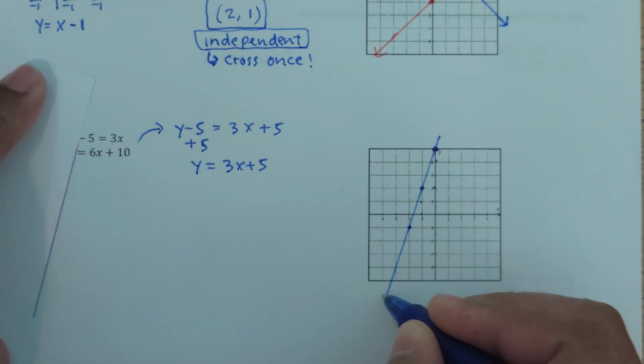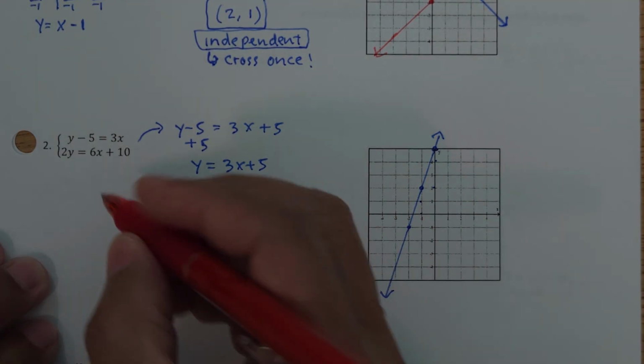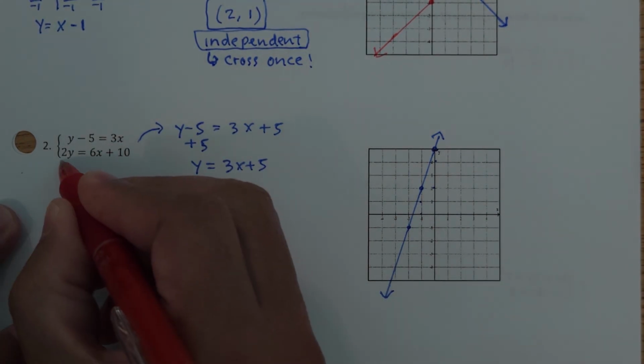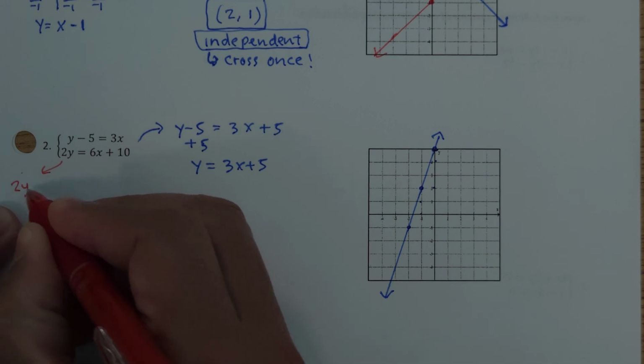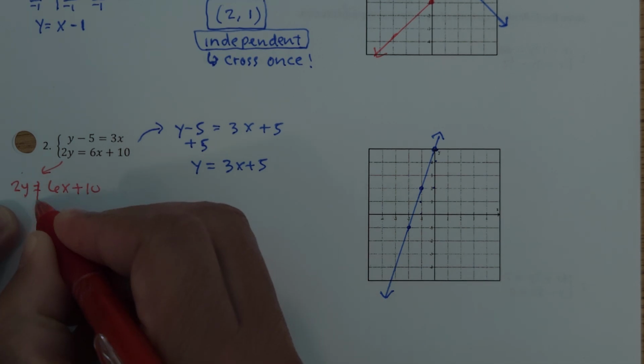So there is the line of the first equation. To make it more clear, I'm going to do this one with red. So I'm going to take this here. So I have 2y is equal to 6x plus 10.